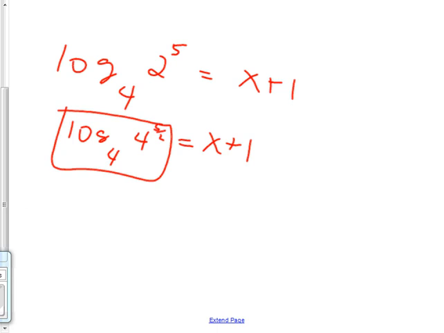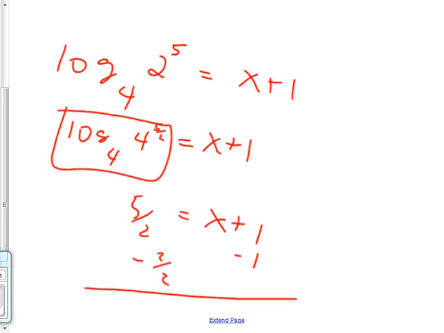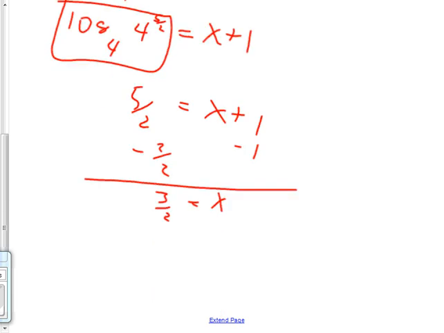Now, this part's 5/2 is equal to x plus 1. Now I just have to subtract 1 from both sides. Minus 1, except minusing 1 is harder than minusing 2/2. Because then I have to say 5/2 minus 2/2 would be 3/2 is x. There we go. There's my answer.